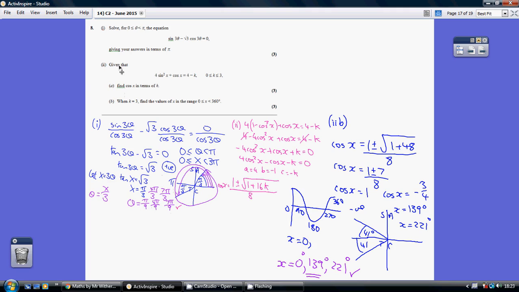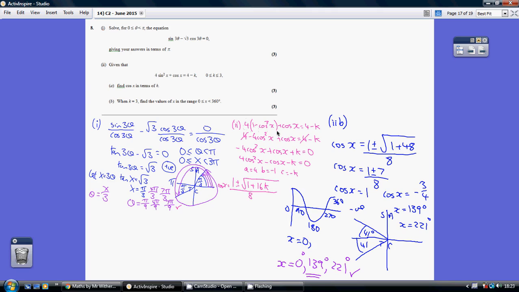Now part 2, given this, find cos x in terms of k. So let's first start off by trying to get the same trig ratio throughout. Remembering that sin squared x plus cos squared x equals 1, sin squared x is the same thing as 1 minus cos squared x. So we substitute that in here, so that we've only now got cos in the equation.